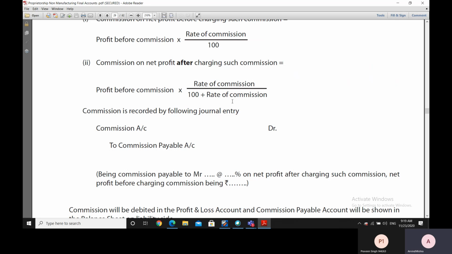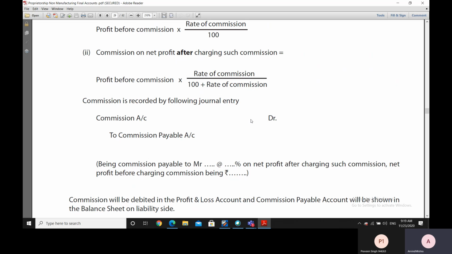And once we calculate the commission, then we make the entry: commission account debit and commission payable account credit.